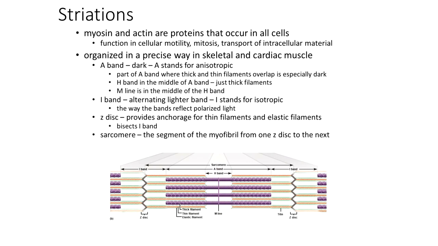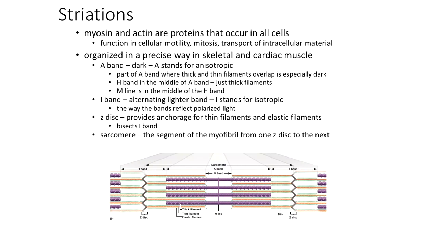And this is due to an A band, which is sometimes referred to as the dark band, and the I band, which is a lighter band. The A band is the part where thick and thin filaments overlap, and that causes it to be especially dark. The H band in the middle of the A band is just thick filaments, and the M line is in the middle of the H band. So on this picture below, you can see all these different bands and their overlappings.